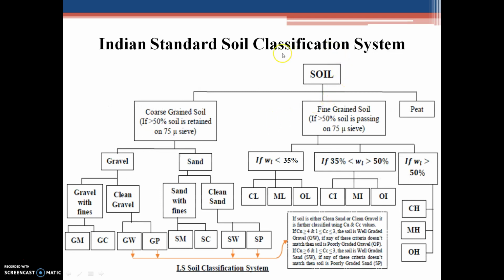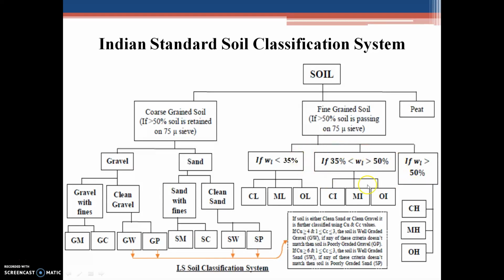So as you can see here, the main divisions of the soil are the same as that of the unified soil classification system. Apart from it, the subdivisions of coarse grained soil are similar to the one which was already seen in the unified soil classification system. But if we see the subdivisions of fine grained soil, there are three subdivisions here: if liquid limit is less than 35%, if liquid limit is greater than 35 but less than 50%, and if liquid limit is greater than 50%.